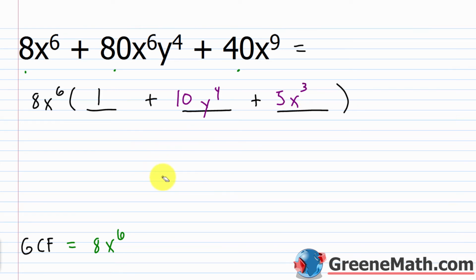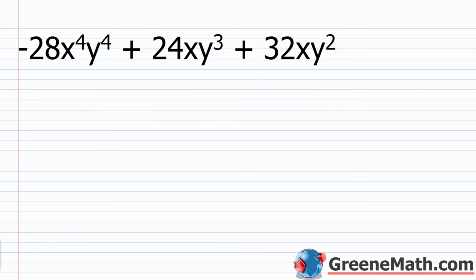Now you can check this if you want to. Again, you would use your distributive property and just reverse this, and you'll get back to this. All right, so our answer here, we have 8x to the 6th power times the quantity 1 plus 10y to the 4th power plus 5x cubed. All right, let's take a look at another one.